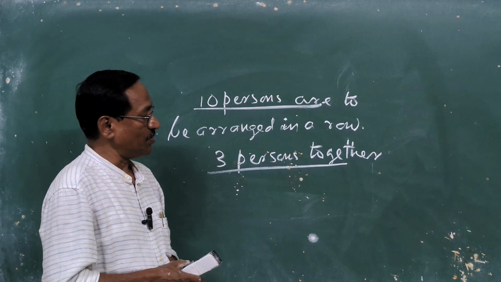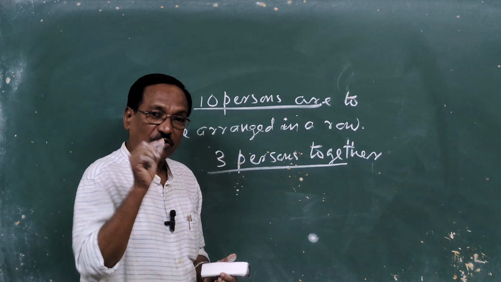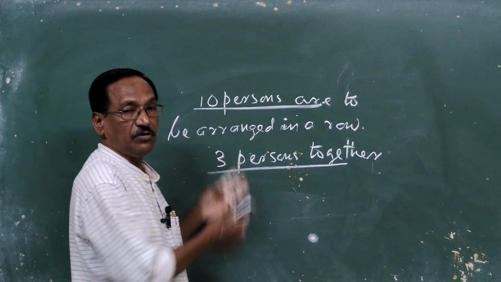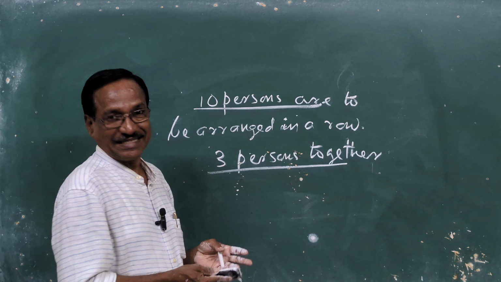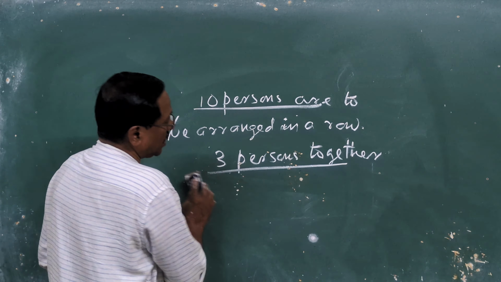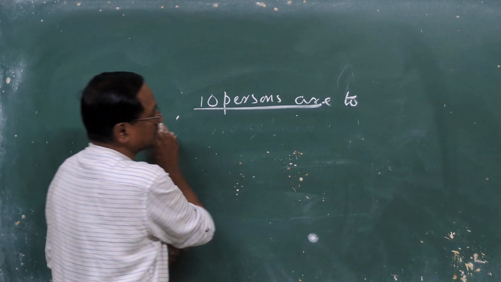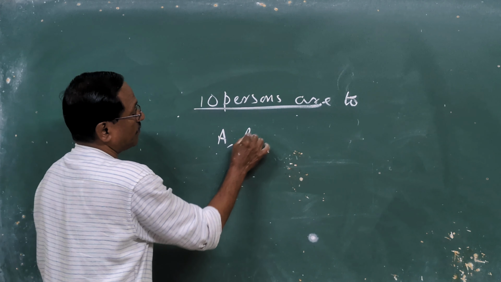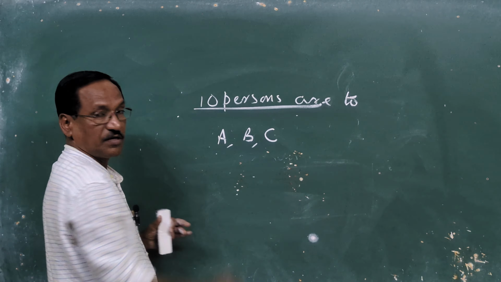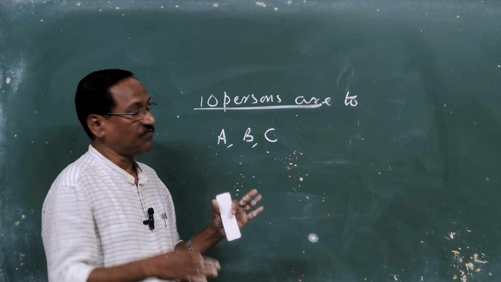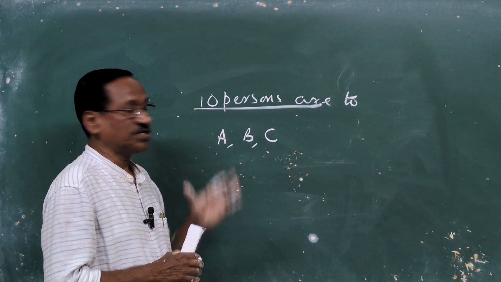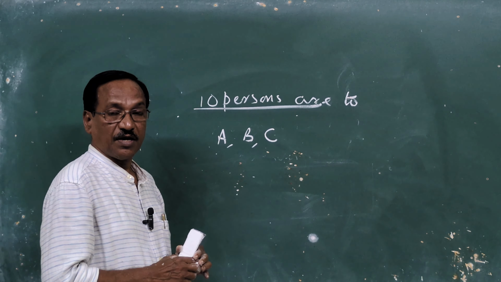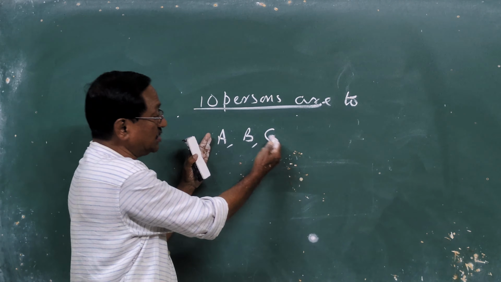In such problems, I shall give you a shortcut formula for that. Before that, I shall explain how that formula is derived. Here, 3 persons want always to be together. Let those 3 persons be A, B, and C. The 3 things which always want to be together are A, B, C. First, let us arrange these 3 things.